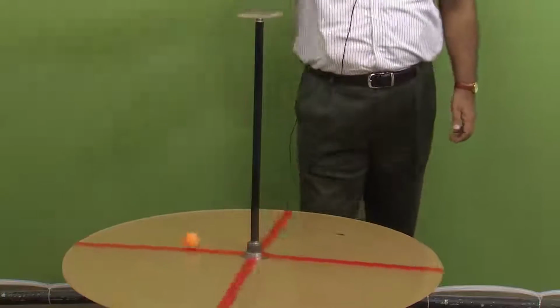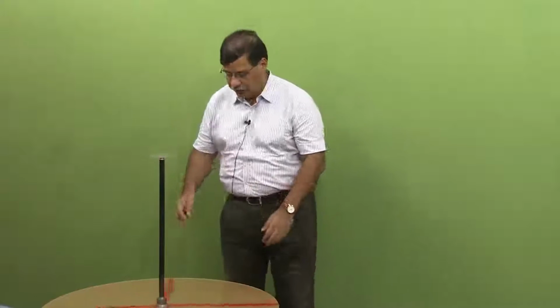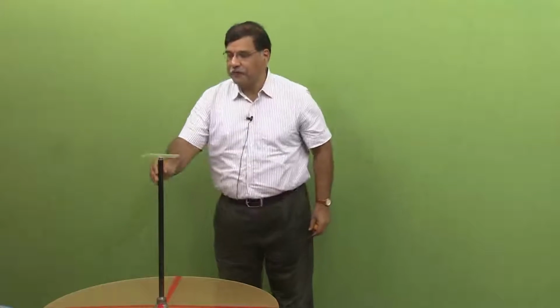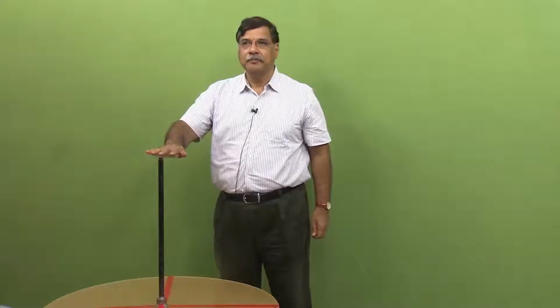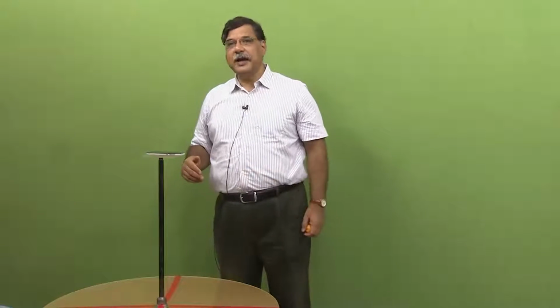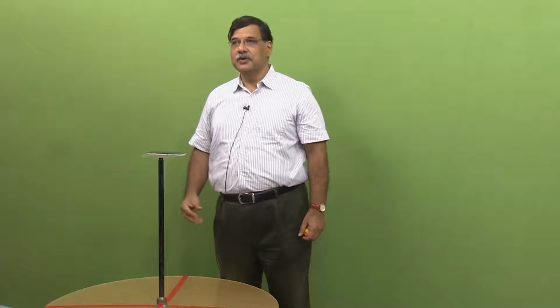On the other hand, if I want to observe the motion in the rotating frame, what we have done is make a platform here on which I can mount a camera. It could be as simple as your mobile. If I put my mobile camera here and put the video on, what this camera records is what is seen in a rotating frame.